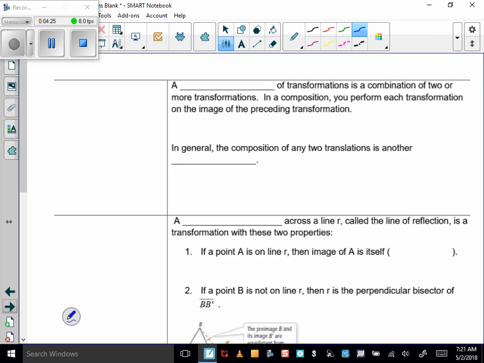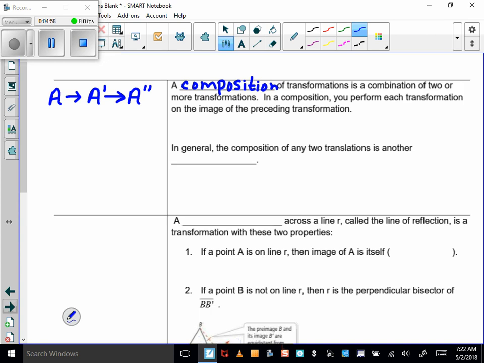Now we may have more than one transformation going on, and when we do, we'll call that a composition. A composition of transformations is a combination of 2 or more transformations. In a composition, you perform each transformation on the image of the preceding transformation. What I like to do is go from pre-image A to image A prime, and then if I have another transformation after that, I like to call it double prime. And then if I had a third, I'd call it triple prime.